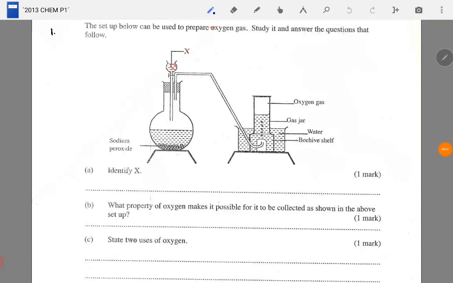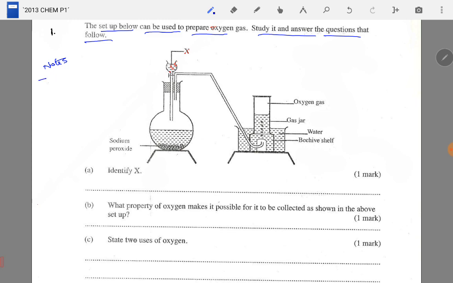Question 1. This setup below can be used to prepare oxygen gas. Study and answer the questions that follow. Now this takes us to preparation of gases. We do a few notes on the side to review.